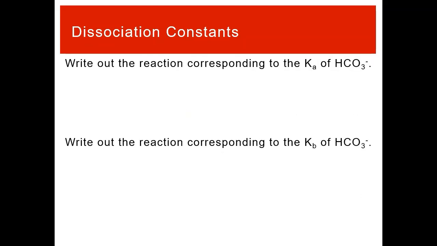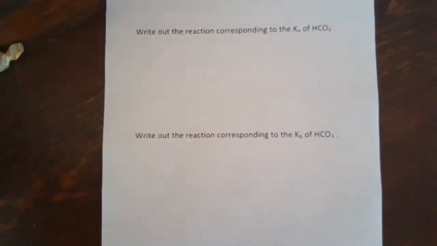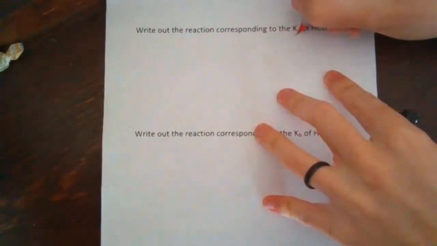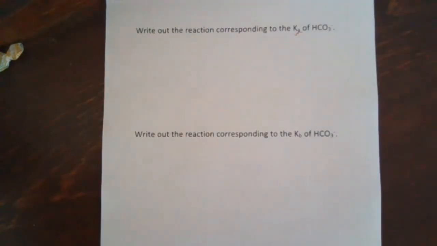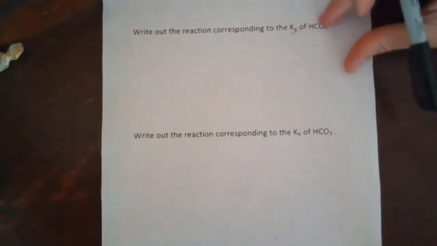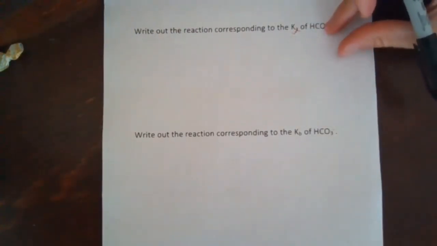So let's get some practice writing out the reactions for these equilibrium constants, these dissociation constants, the Ka or the Kb of HCO3-, which is called bicarbonate. All right, we want the reaction corresponding to the Ka of HCO3-. And so Ka, the capital K, tells us it's going to be an equilibrium constant, and that a tells us it's going to be the reaction of this as an acid with water.